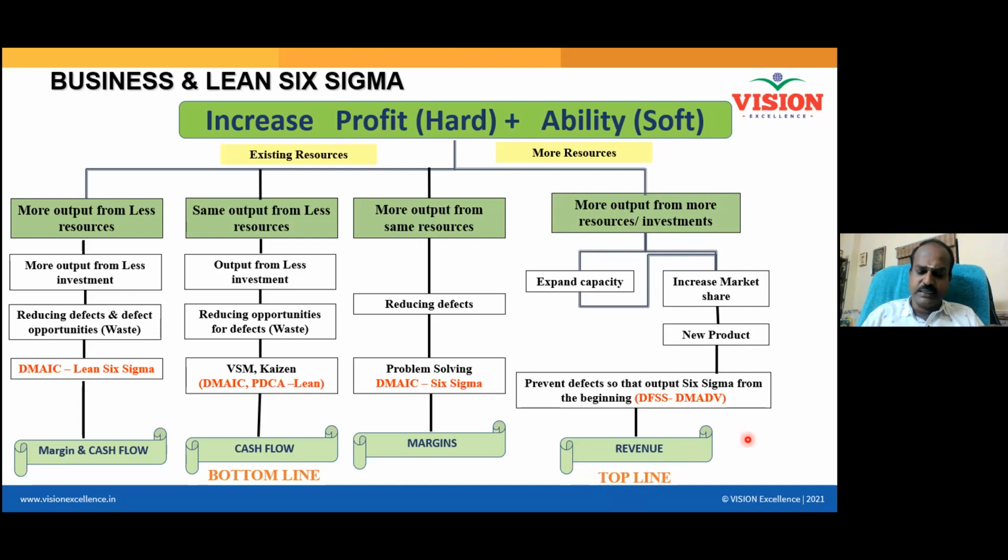So if your focus is on top line growth, in most organizations, projects are driven from the top. Projects are identified using the top-down approach. But if the focus is on bottom line, it can be both ways. Either the top management can insist on defect reduction or waste reduction, or it can be identified by the bottom-level managers and then approval can be sought.